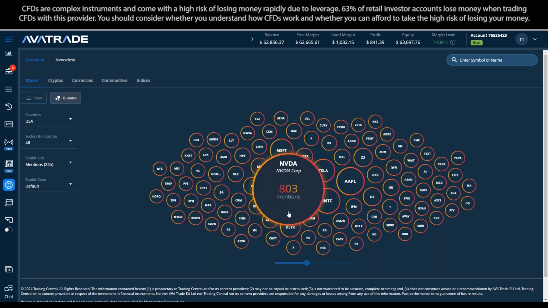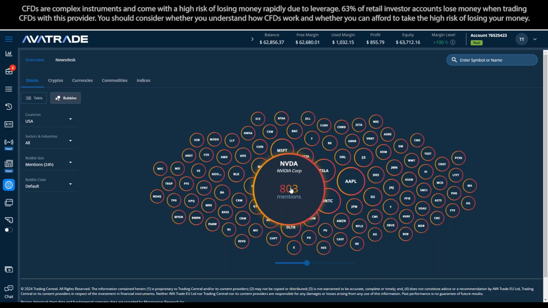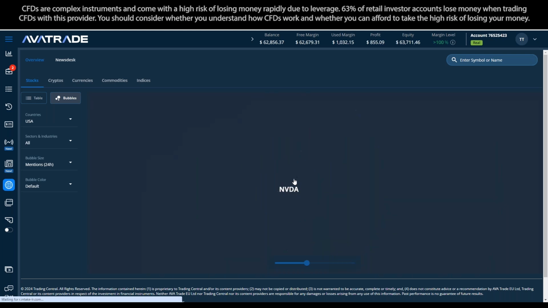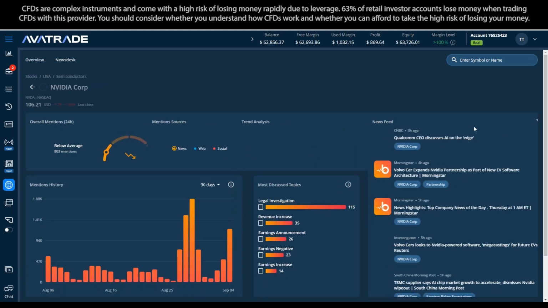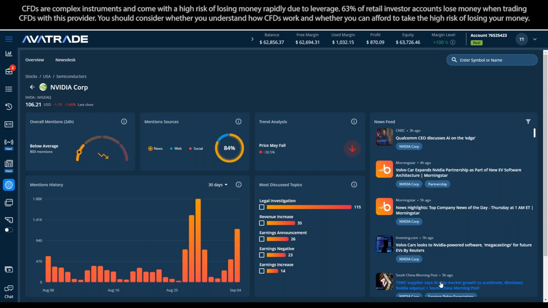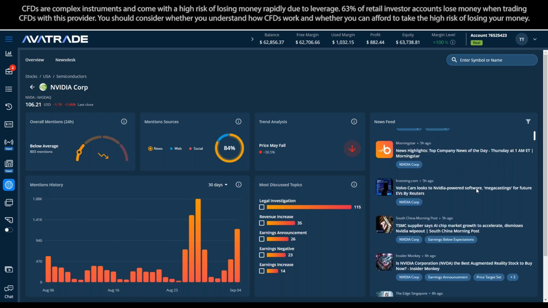So maybe you say, okay, and NVIDIA is trending huge in the market buzz. So let me read what's found in the market buzz by clicking on NVIDIA and see what loads. What am I going to find in the news feed that's dedicated to NVIDIA? And so, Qualcomm CEO discusses AI on the edge. Okay, you might read that, see, well, what's going on with Qualcomm? Are they a competitor of NVIDIA? Are they putting pressure on NVIDIA?